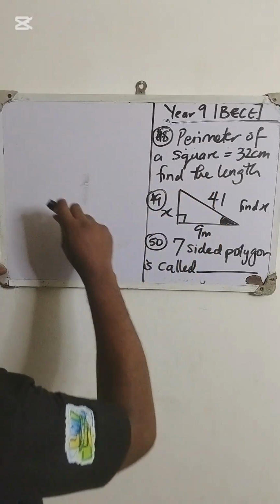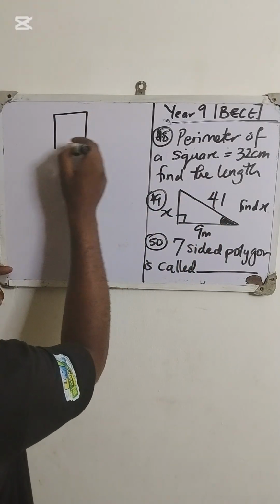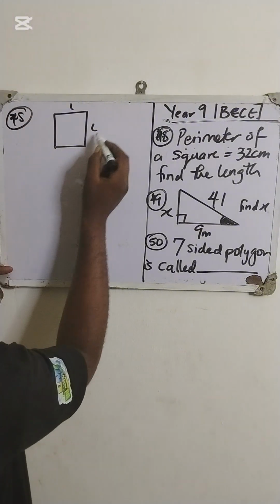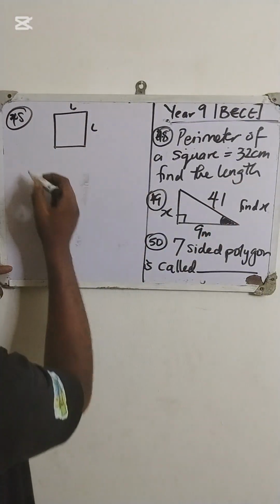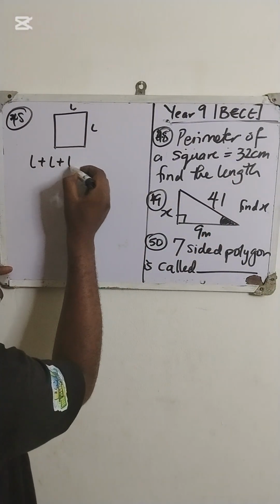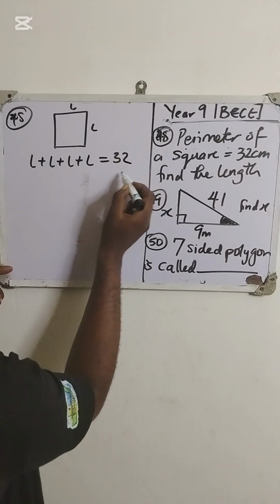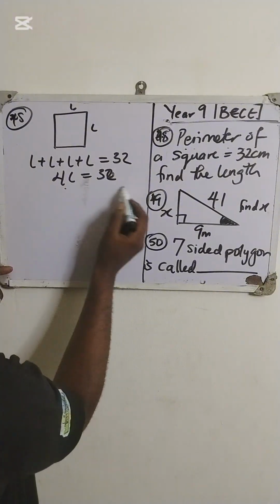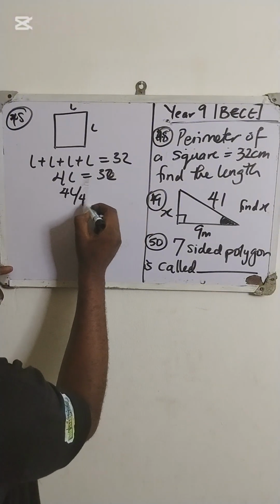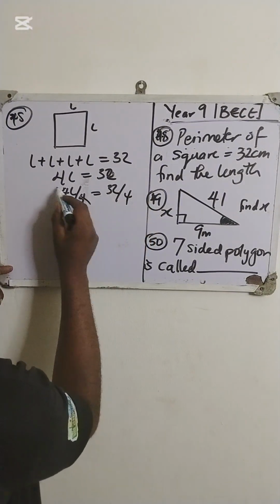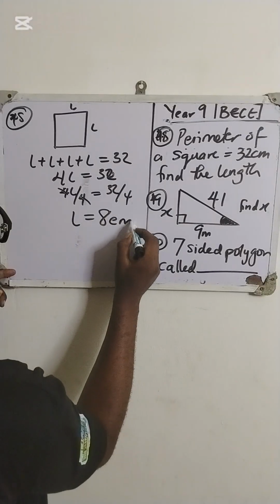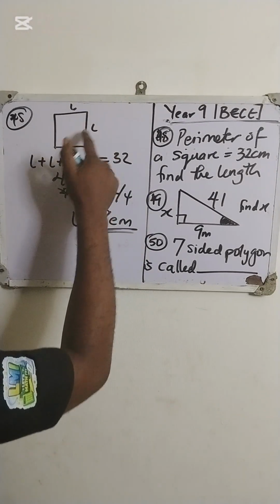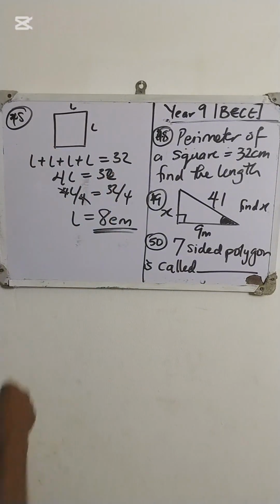So the perimeter of a square, you know a square has all the sides equal. The perimeter of the square is 32. So that means L plus L plus L plus L is 32. This means 4L is 32. So divide both sides by 4. We have 4L over 4 equals 32 over 4. That means our L is 8 centimeters. You can check: 8 plus 8 is 16, plus 8 plus 8 is another 16, and 16 plus 16 is 32.